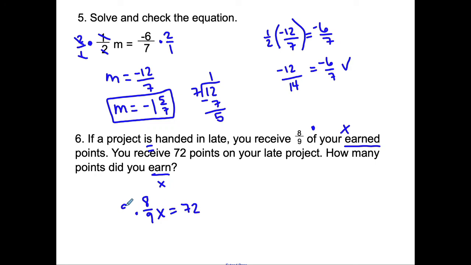So 8/9 times x equals 72. I'm going to multiply by the reciprocal to cancel out the fraction multiplication. Got to make that 72 into an improper fraction. 9's cancel, 8's cancel. I'm left with x. 8 and 72 will cross cancel. 8 divided by 8 is 1. 72 divided by 8 is 9. 9 times 9 is 81. Story problems need a label. My label on this one is going to be points.